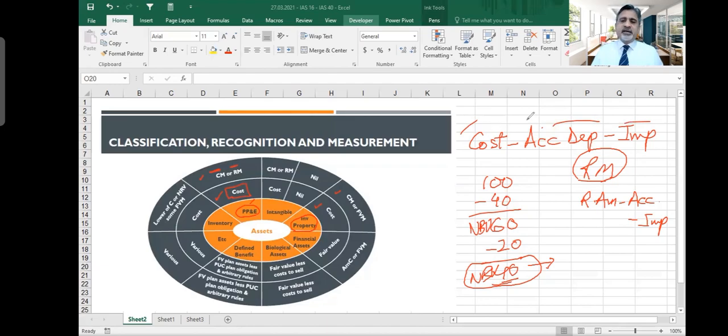The only thing is, should I be subtracting accumulated depreciation from cost or from the revalued amount? So under the revaluation model, you use the revalued amount. So these are the two options. And IAS says for IAS 16 PPE, you can use any one of them.